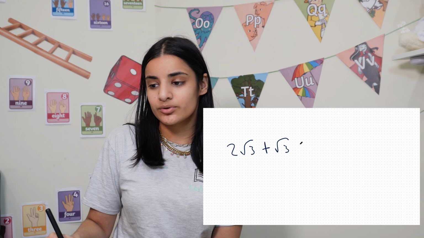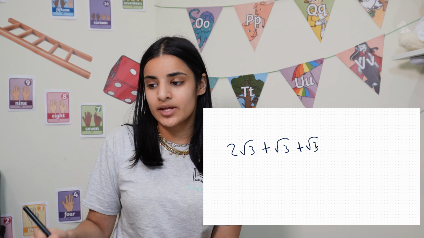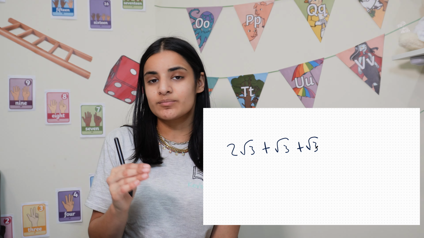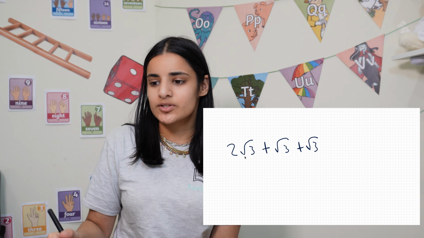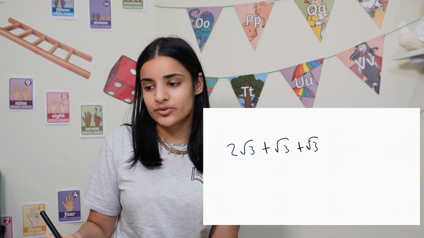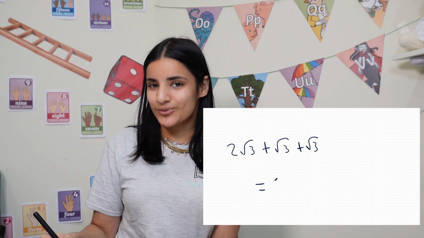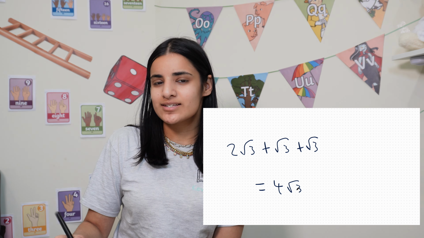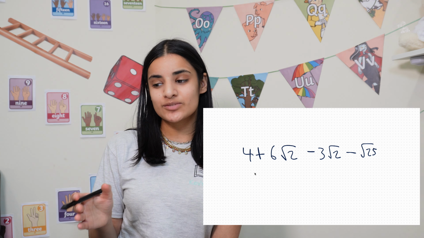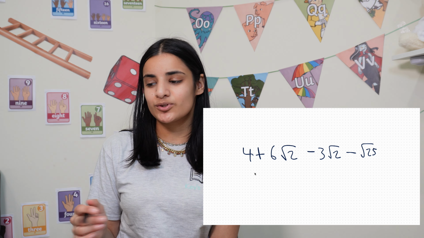But if I had a sum like this, 2 root 3 plus root 3 plus root 3, because all my numbers under the root symbol are the same, I can add them. So I can do 2 root 3 plus root 3 plus root 3, which would be 4 root 3. But what if I had a sum like this? 4 plus 6 root 2 minus 3 root 2 minus root 25.